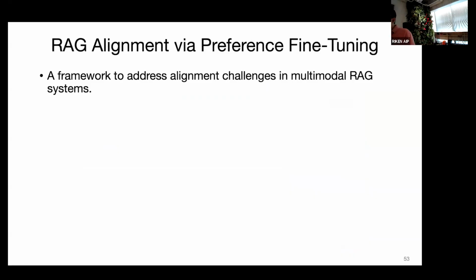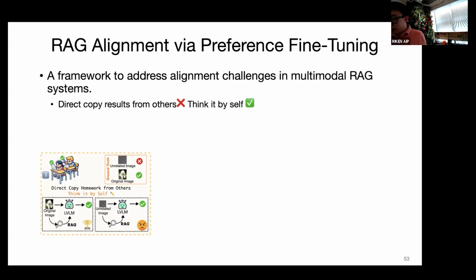So to address these issues, we propose a framework to address this alignment challenge in multimodal RAG systems, and we also provide some additional use cases by leveraging this process. When the model needs to solve problems, it will directly leverage the retrieved information to generate its output. So we can do some simple things. We have the ground truth.